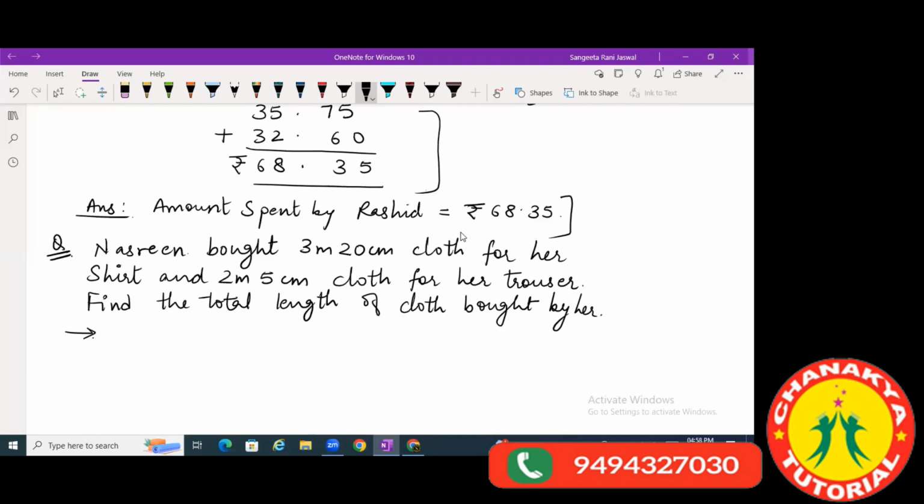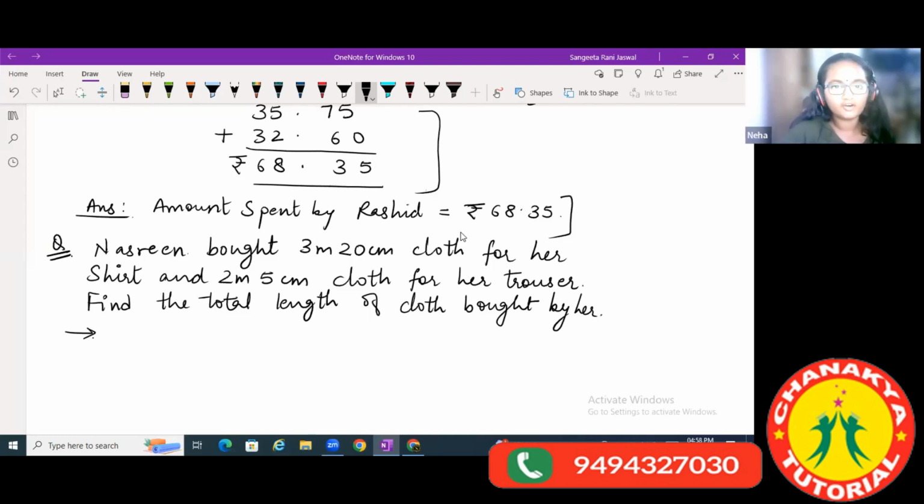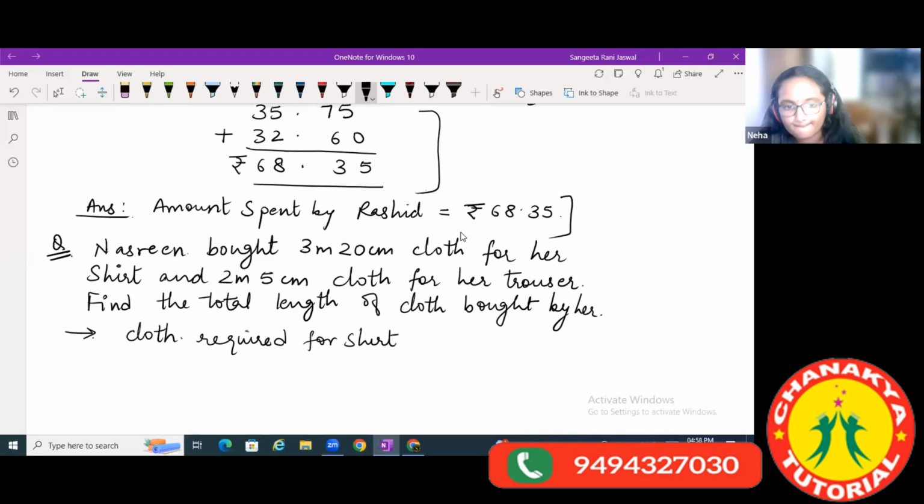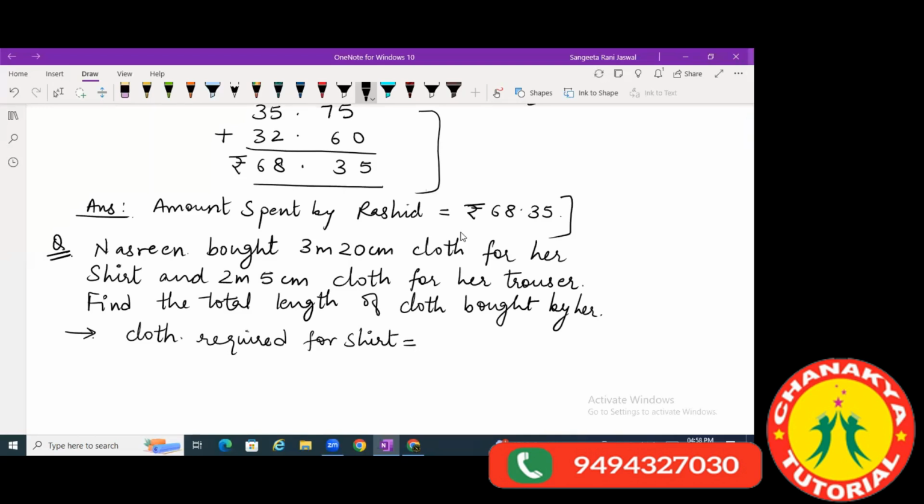So which is the way you can write a short statement? Length of cloth for a shirt. Cloth required for shirt. Can I write it like this? Yes, ma'am. Your statement should always be the shortest sentence, but it should be understandable also at the same time. Don't make it so short that the teacher cannot understand. So cloth required for shirt is 3 meter 20 centimeters.